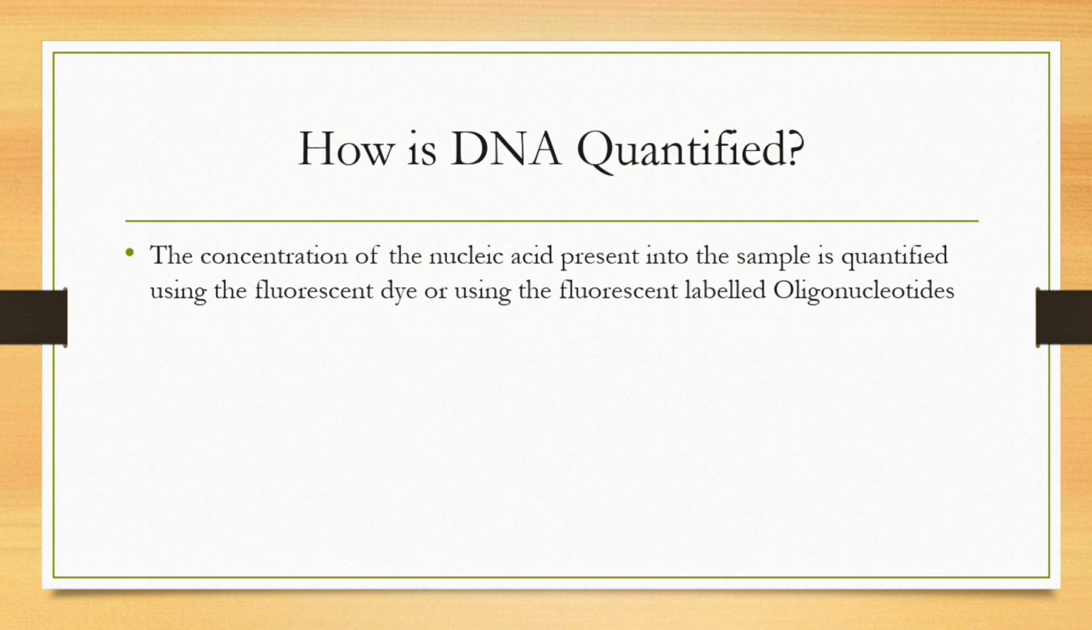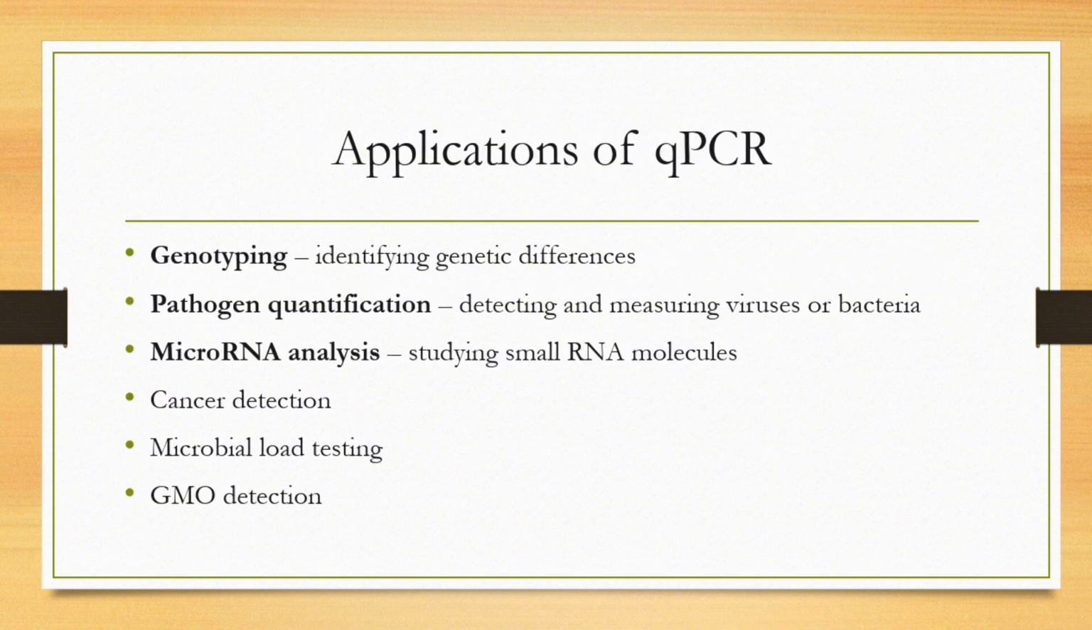How is DNA quantified? Fluorescent dyes or fluorescently labeled oligonucleotides are used. These light up when bound to DNA, and the amount of light shows how much DNA is present.